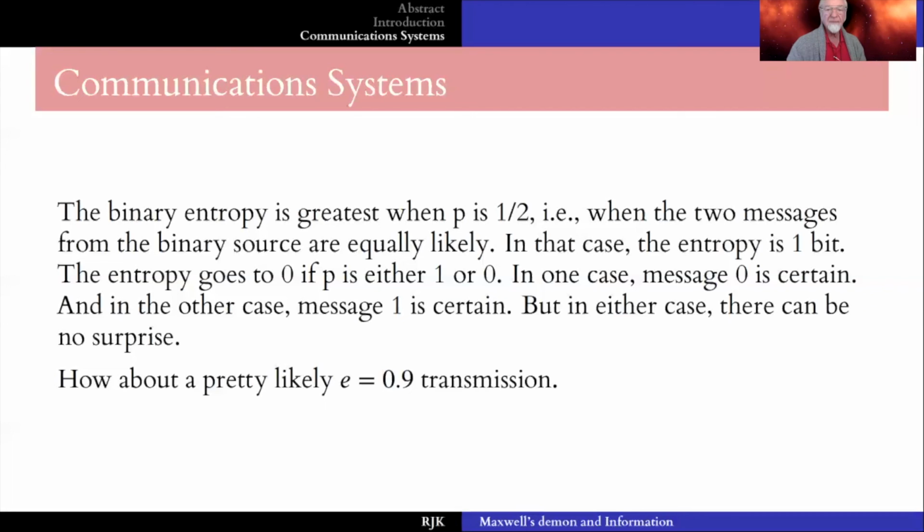So in the case of they're equally likely, entropy is 1 bit. The entropy goes from P either 1 to 0. And in one case, the message 0 is certain. In the other case, the message 1 is certain. But in either case, 0 or 1 probability, there is no surprise. So how about a likely transmission error of 0.9?